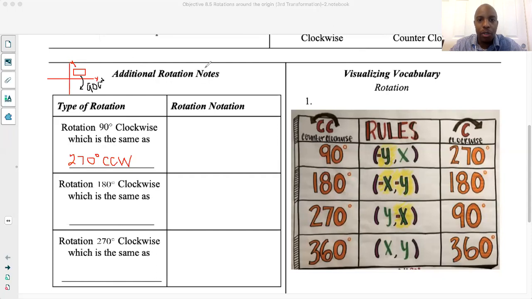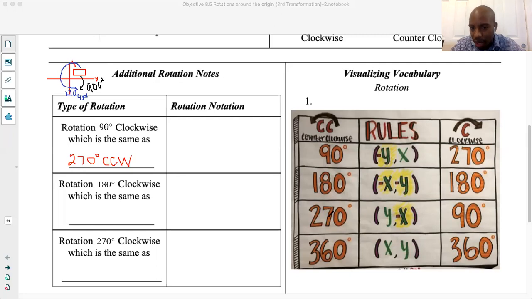If I were to go 270 degrees, and let me use a different color here, maybe a nice blue, 270 degrees will go like this: 90, 180, 270. That would be a 270 degree counterclockwise rotation, right? Because I went opposite of clockwise. So this is a counterclockwise rotation. But you can see that they would end up in the same spot. So that's why 90 degrees clockwise is the same thing as 270 degrees counterclockwise.